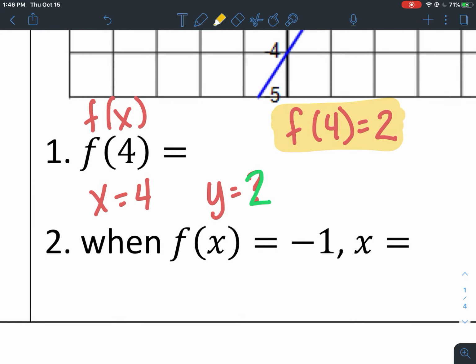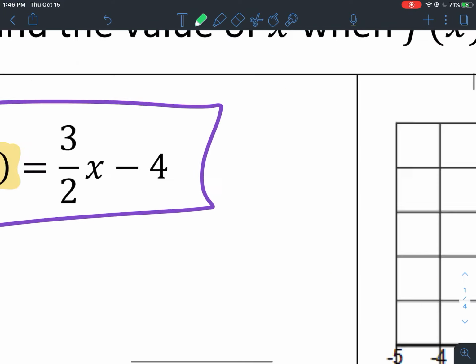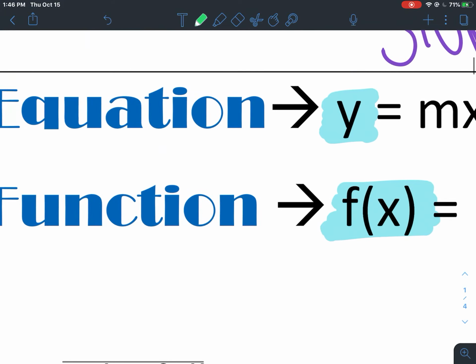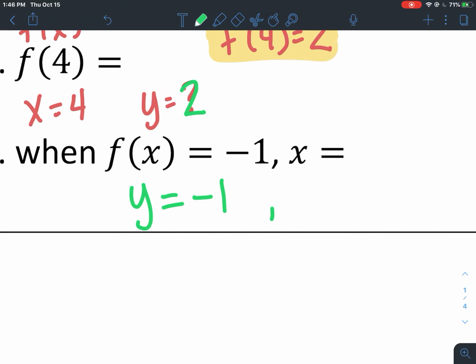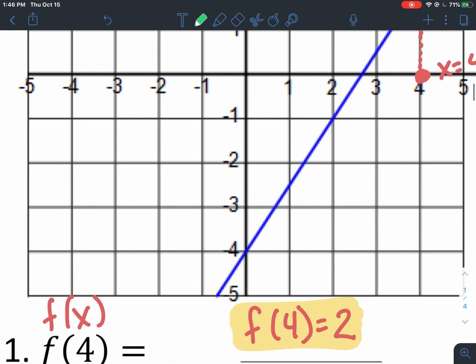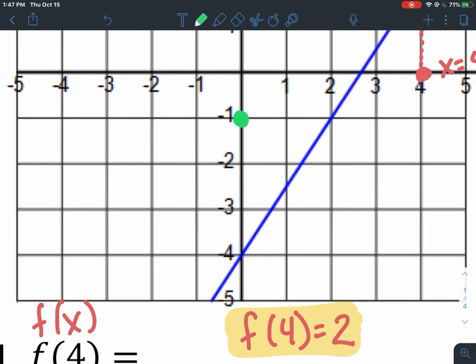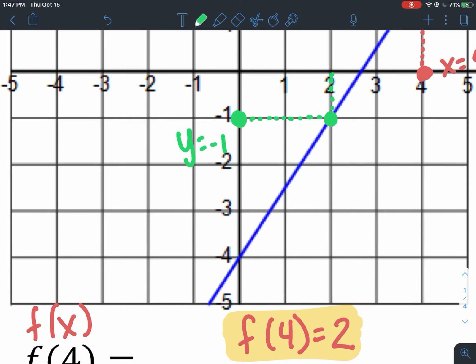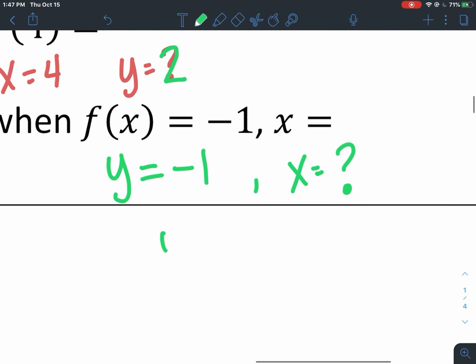And then the second one, when f of x equals -1. So in this case, y equals -1, because remember, up here we said y and f of x were the same thing. So when y equals -1, what will x equal? I'm going to go to my graph, and on the y-axis, I'm going to look for -1. Follow it over to the line. So when y equals -1, x equals 2.